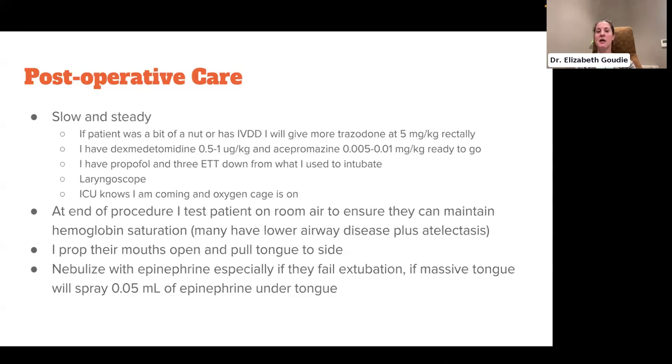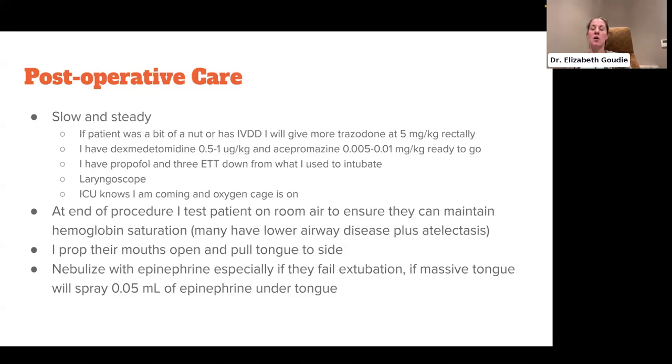I have extra propofol and ET tubes ready for reintubation, obviously the laryngoscope, and ICU knows I'm coming with oxygen ready to go. Before I move out of the OR, I always test my patient on room air to ensure that they can maintain their oxyhemoglobin saturation. A lot of these patients will have lower airway disease. They have a lot of atelectasis from being anesthetized. Obviously, they've been denitrogenated. So I want to test them on room air.